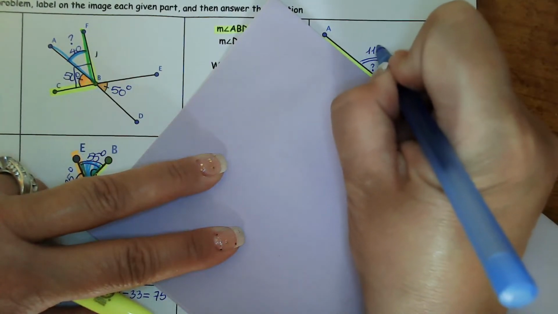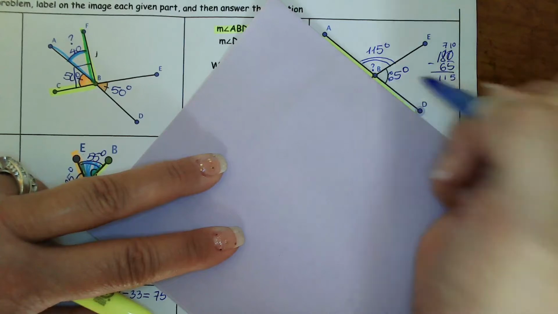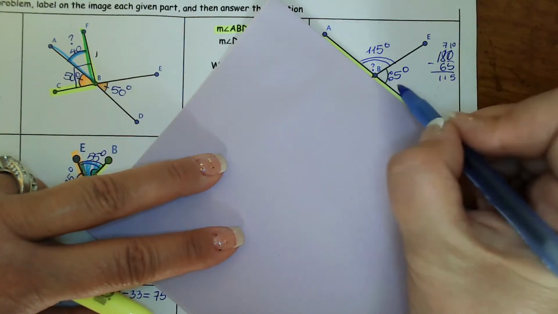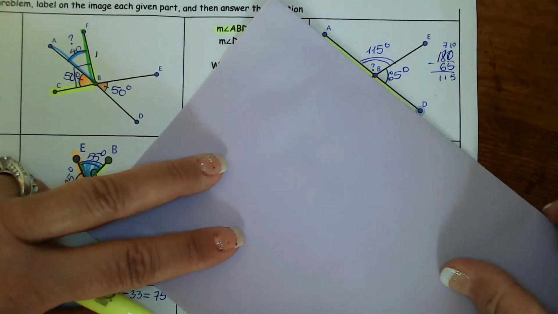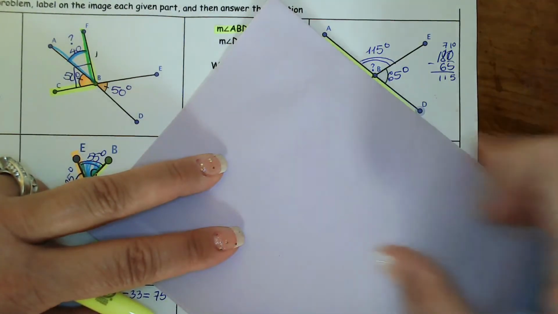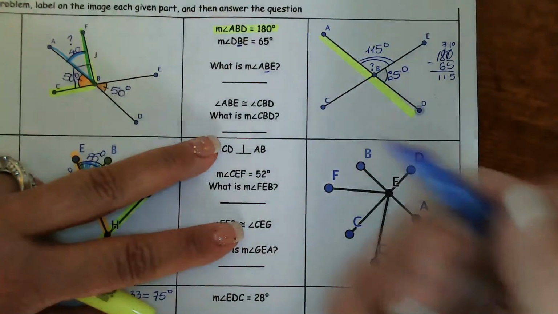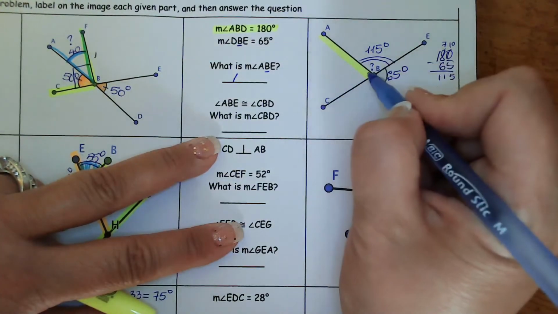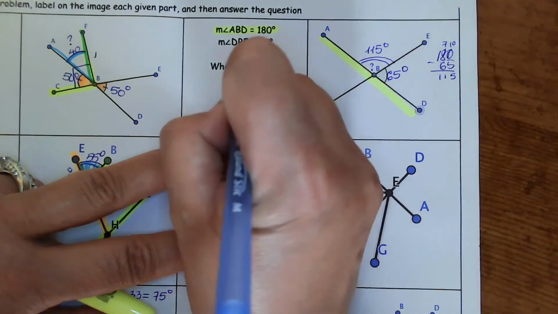115 degrees. Two angles side by side, lined up on a straight line, must add up to 180 degrees. 115 plus 65 is 180. So my measure of angle ABE is 115.